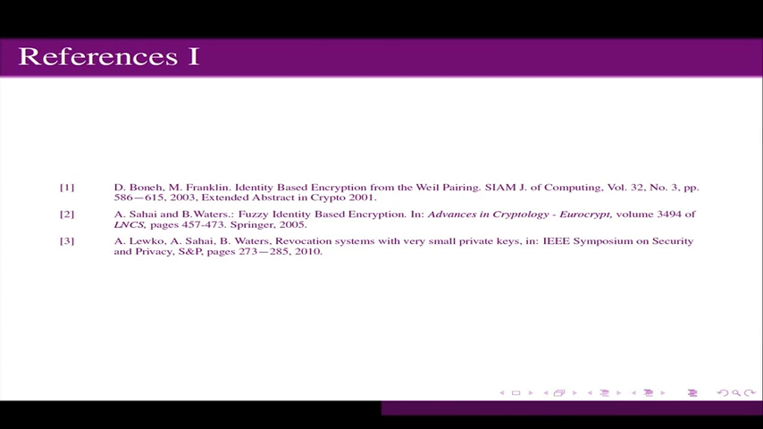This paper got accepted in Eurocrypt. So, this is the Sahai and Waters paper, the fuzzy identity-based encryption paper. This paper got accepted in Eurocrypt 2005.